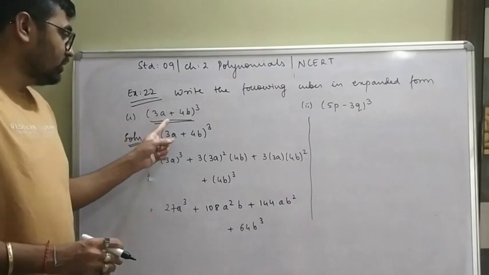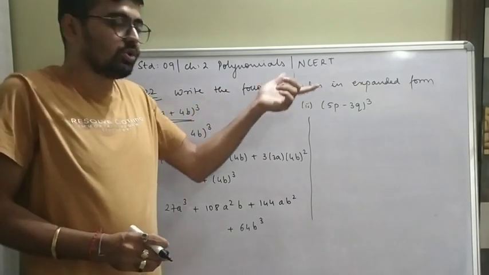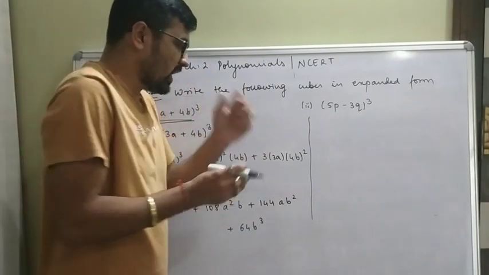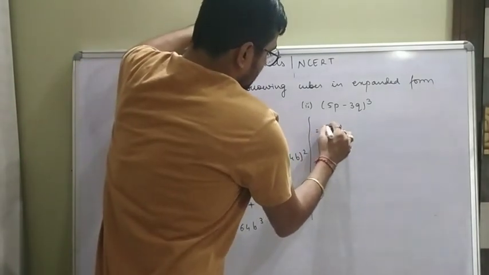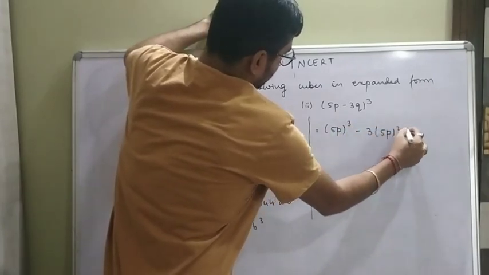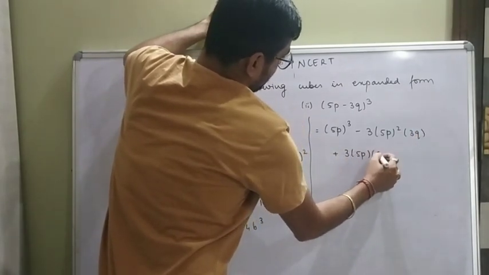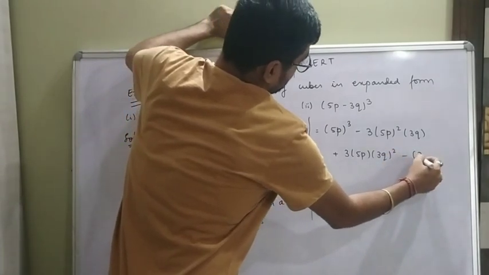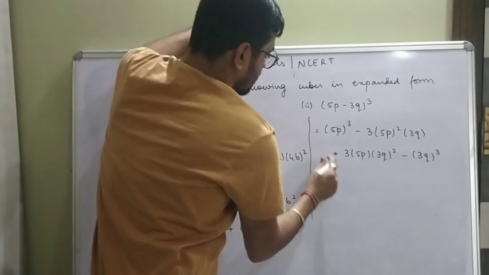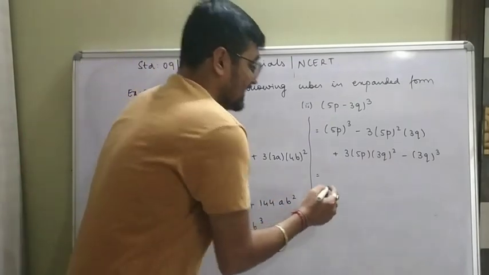Now I told you that if you look at the plus sign in between, we can go for x plus y whole cube. Now if I see a minus sign, then I have to go for x minus y whole cube. Now as per that, what was the formula? So the formula was this: minus 3 into 5p square into 3 cube plus 3 into 5p into 3q square minus 3, this is cube. Simple. So 5 into 5 is 25. 25 into 5 is 625.